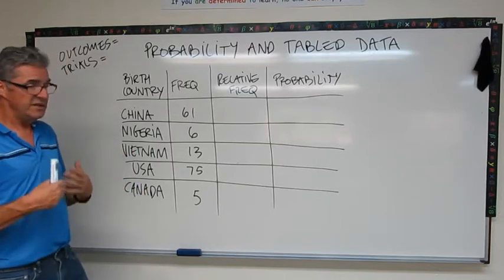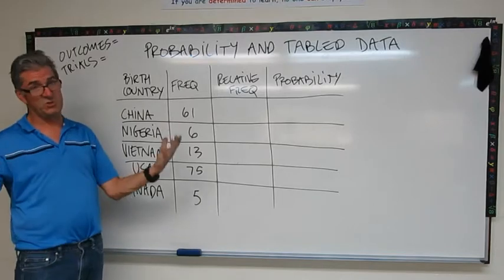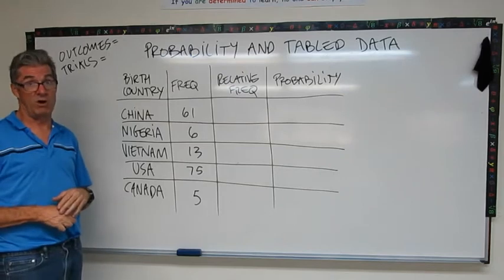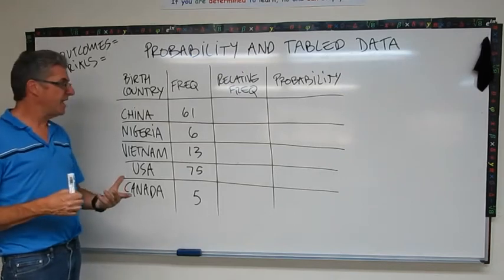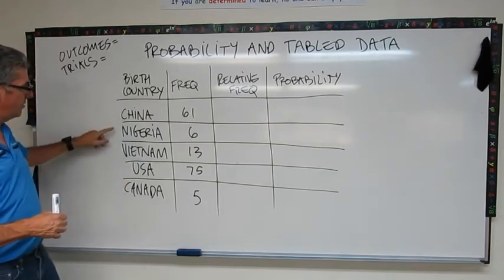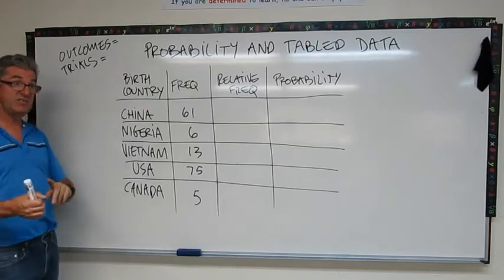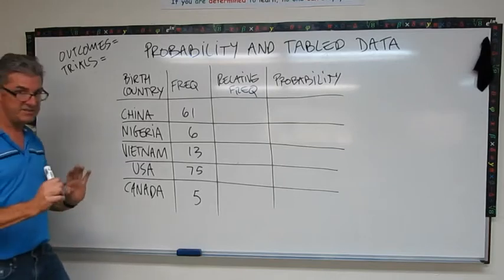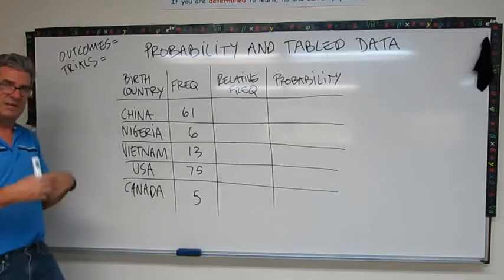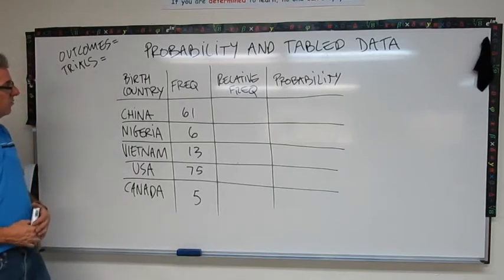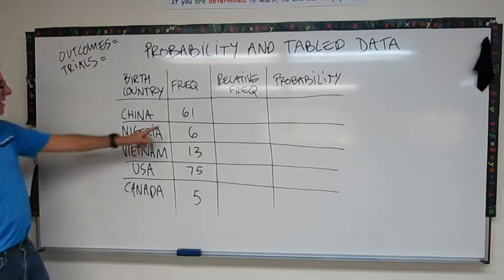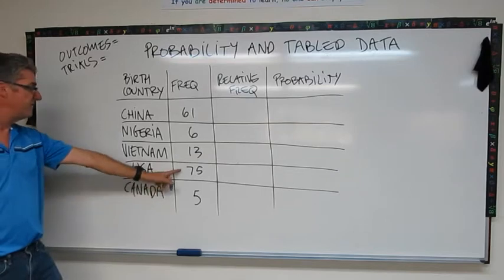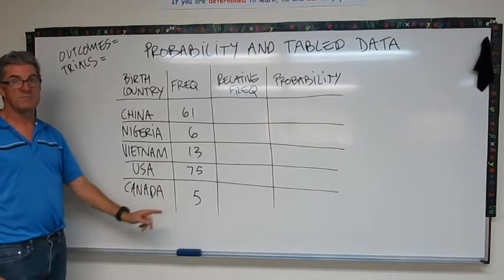But first off, let's say we're at a school, a big school, like 2,000 people, and we're curious about where people were born. So we go through our school and ask a bunch of people where they were born, and for simplicity's sake, let's assume that our school is only represented by these 5 countries. I know that's not realistic, but for the sake of this example, let's assume that. We asked people where they were born. We got 61 people from China, 6 from Nigeria, 13 from Vietnam, 75 from the USA, and 5 from Canada.